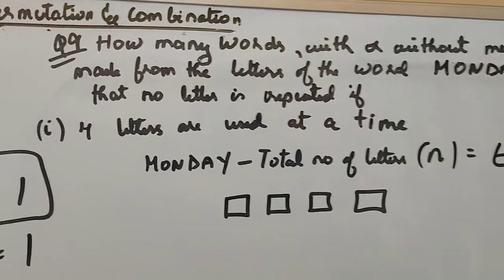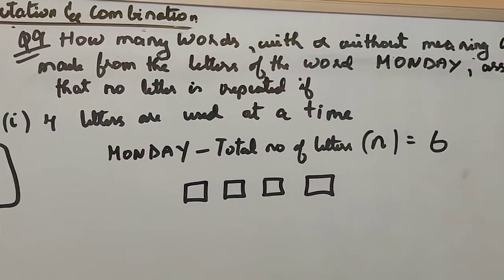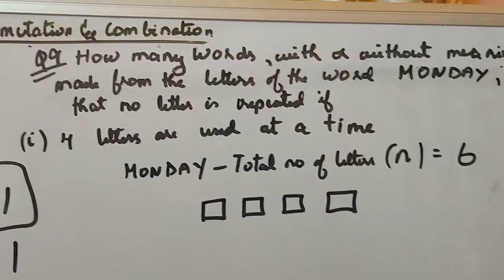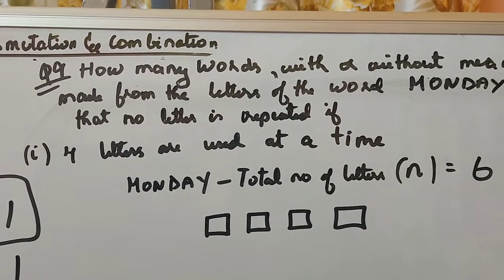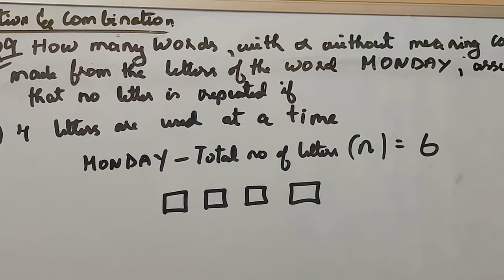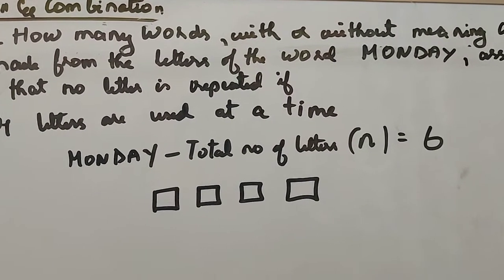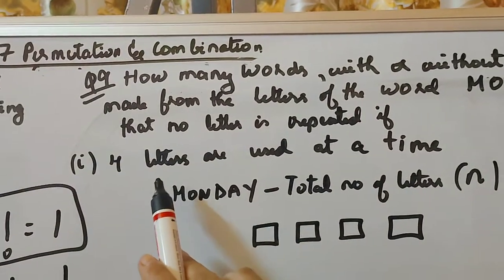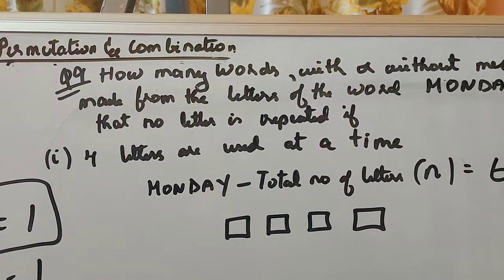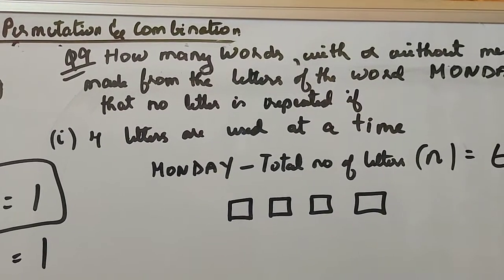Now the first one is where 4 letters are used at a time. That means you are given the word Monday. So from here we can find out the total number of letters. That will be your total number of objects. That is 6: 1, 2, 3, 4, 5, 6. And the first one is using 4 letters at a time. That means 4-letter words.